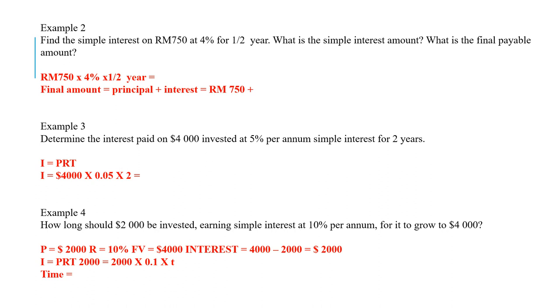So what's the final payable amount? You take the principal plus interest, 750 plus the interest. I've left it empty because I would like you to calculate it yourself.